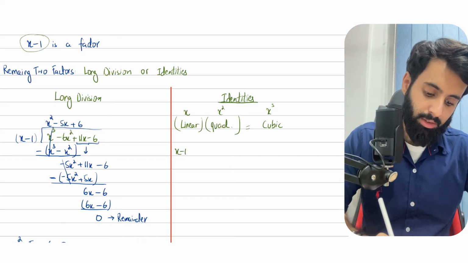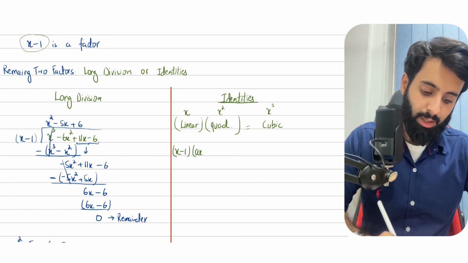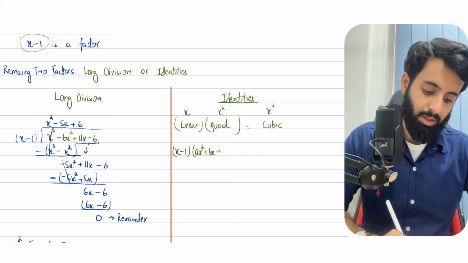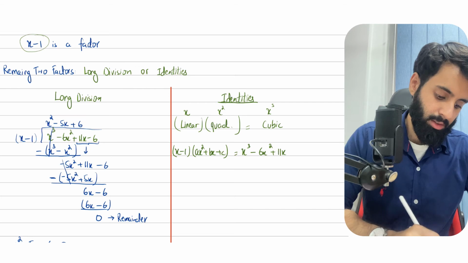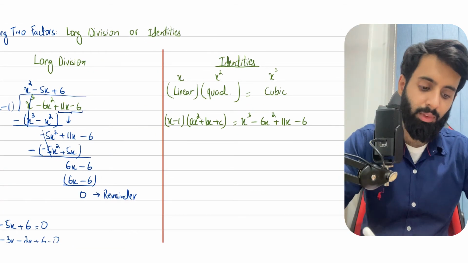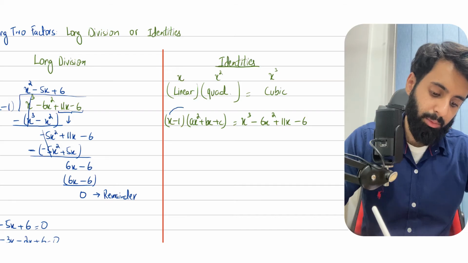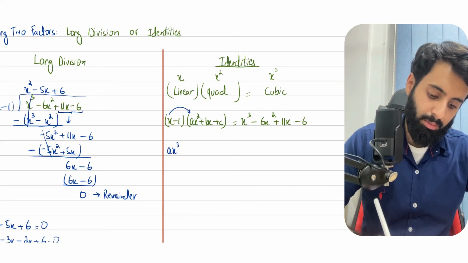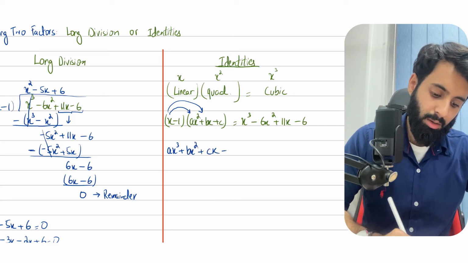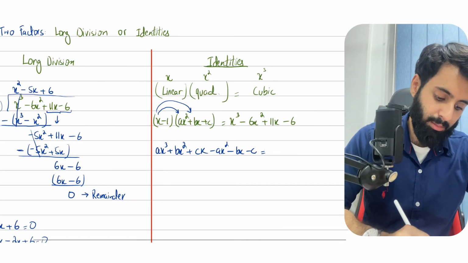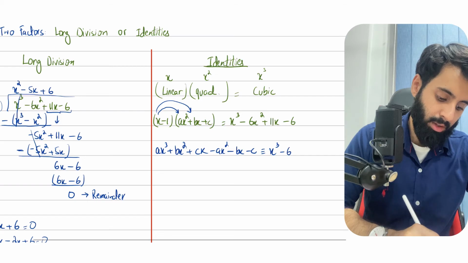So what we're going to do now is we're going to have x minus 1 multiplied by the general form of a quadratic equation, which is ax squared plus bx plus c, and set it equal to our polynomial, which is x cubed minus 6x squared plus 11x minus 6. Okay. Now this again requires a lot of algebra, so we multiply x with all the three terms. So you have ax cubed plus bx squared plus cx minus ax squared minus bx minus c. And this is something we say identical to x cubed minus 6x squared plus 11x minus 6.